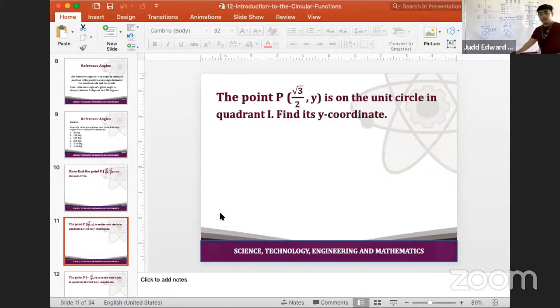The point P, square root of 3 over 2, y, is on the unit circle and it is found in quadrant 1. Find its y coordinate. Okay, binigyan ulit tayo ng panibagong problem. We are given point P, and that point P is square root of 3 over 2, y. At sinabi sa atin that it is on the unit circle, at matatagpuan daw yung point na to sa quadrant 1.